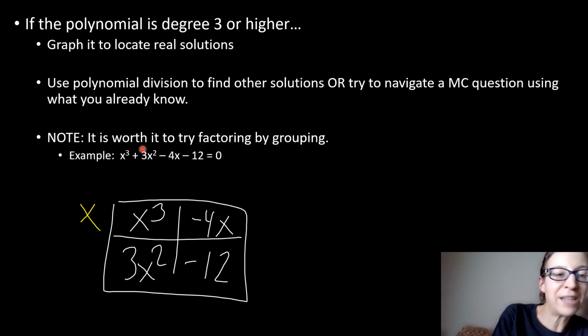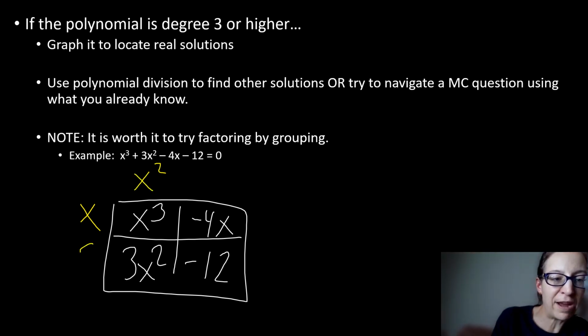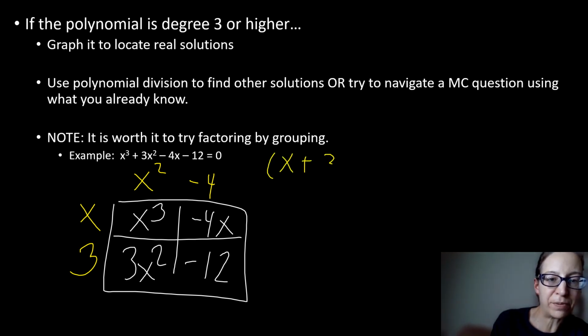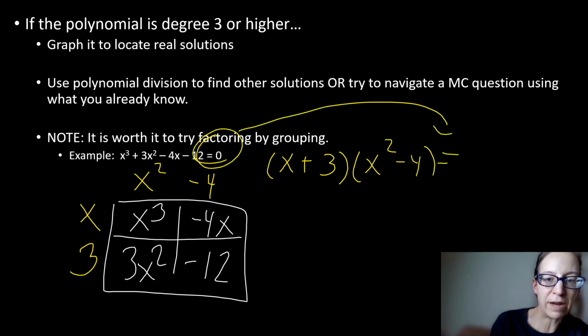So x times what gives me x to the third? That would be x squared. x squared times what gives me 3x squared? That's 3. And then x times what gives me negative 4x? That's negative 4. And then you can use this box down here to check it. 3 times negative 4 is negative 12. And so this factors into x plus 3 times x squared minus 4. And of course, we have the equals 0.